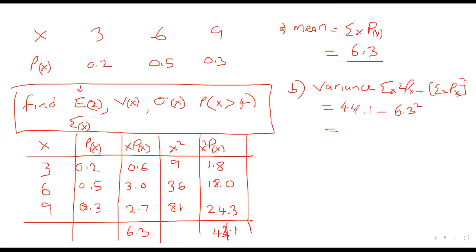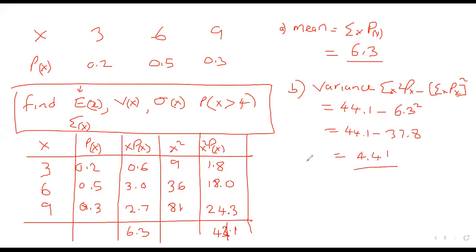What do we get? 37.8? Is that correct? Isn't it the square that I found, 39.69? What's the final answer? 4.41.